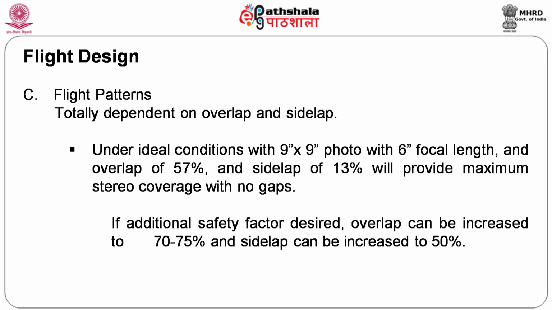Then the flight pattern, the design. How to work on that? Invariably all photographs will be of the size of 9 inches by 9 inches, or 23.5 centimeters by 23.5 centimeters. The focal length, I told you, may be 6 inches, or it could be 15 inches, 20 inches, whatever it is; you can decide on that. Normally the overlap will be 57% and the side lap will be around 13%. That will help you to get a good stereoscopic view or coverage.